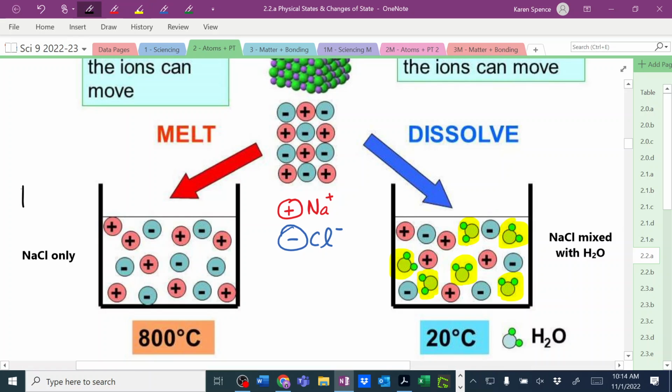So this is pure NaCl, so it's not a mixture. And then this one is a mixture where we have both the sodium chloride and the water. So that's the difference between aqueous, where it's dissolved in water, and liquid, where it is melted. This one here would be liquid. This one over here would be aqueous.